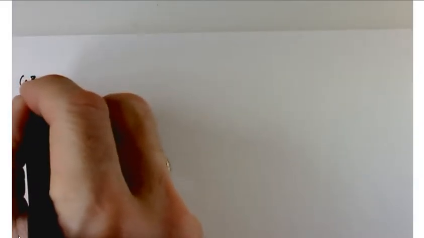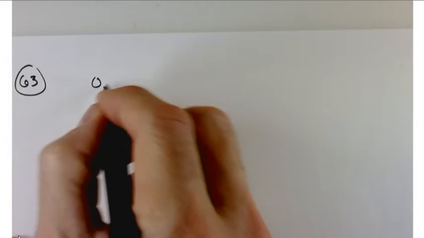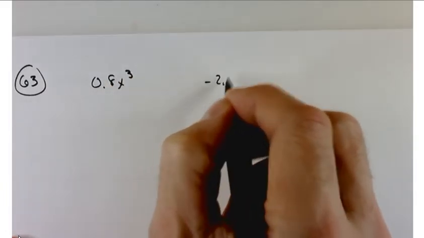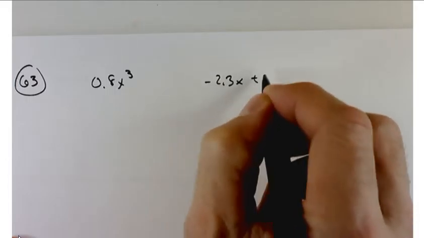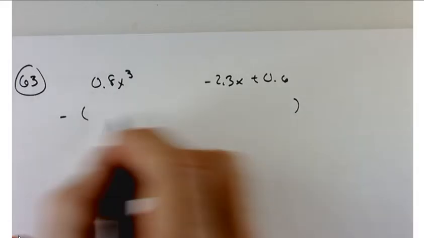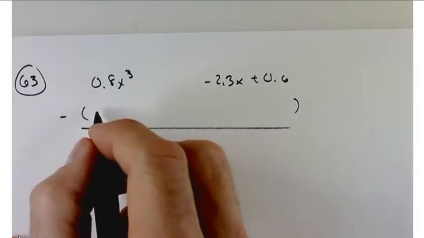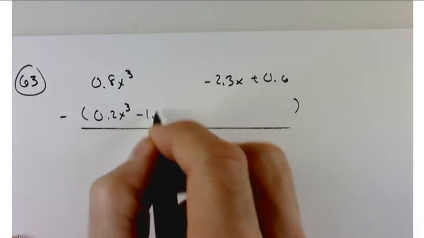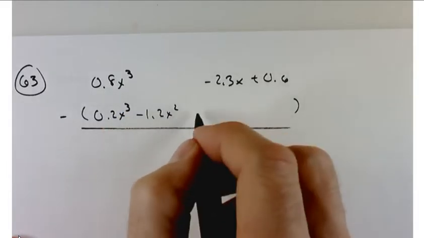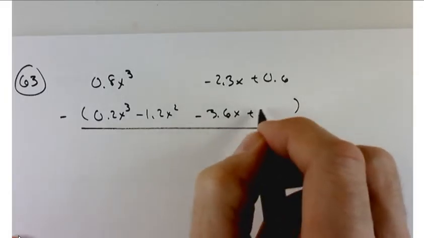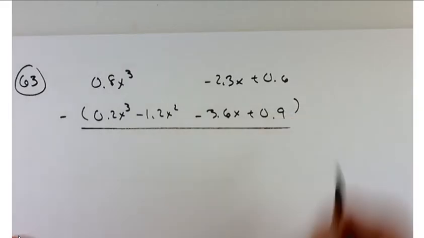So 63, 0.8x cubed minus 2.3x plus 0.6 minus 0.2x cubed minus 1.2x squared minus 3.6x plus 0.9.